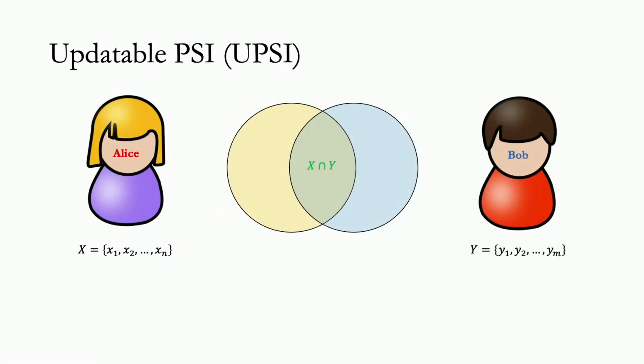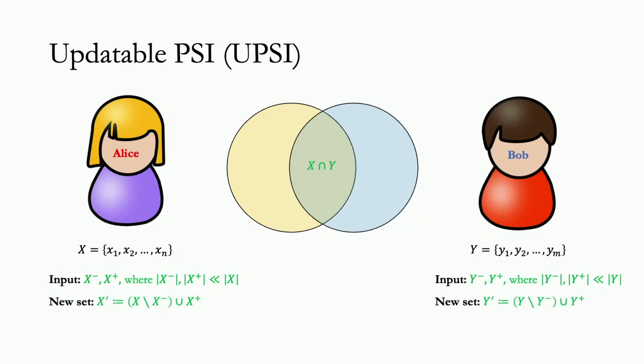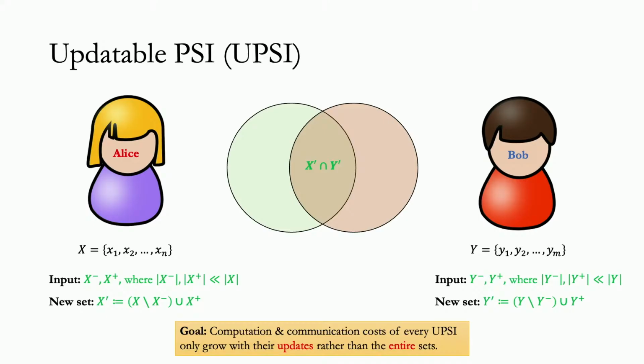All right, so before talking about our results, let's first formalize the problem. Alice and Bob each have a private set, and they run a PSI protocol to learn the intersection. And then on every new PSI execution, they're going to receive some updates, elements to be added or elements to be deleted from their existing sets, which are significantly smaller than their existing sets. So this is the new set, and they want to run another protocol to learn the new intersection. And again, our goal is to make computation and communication only grow with the updates.